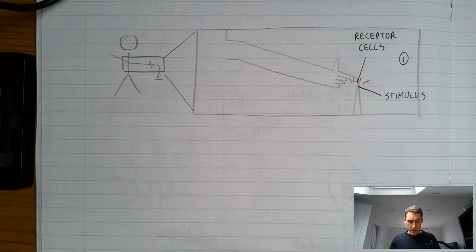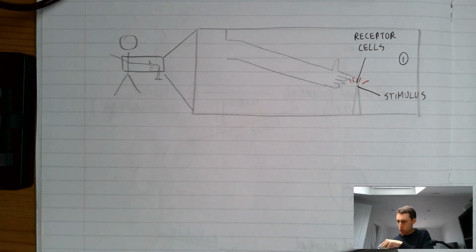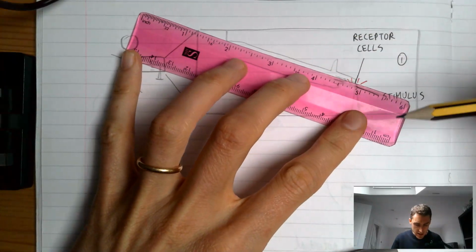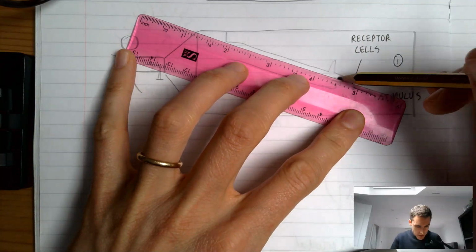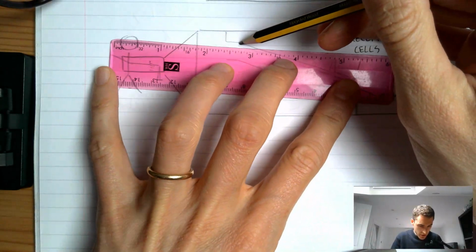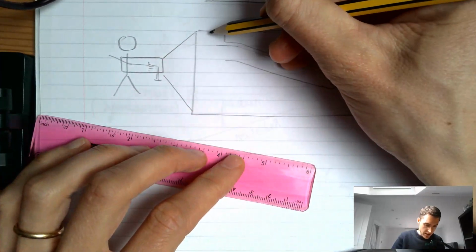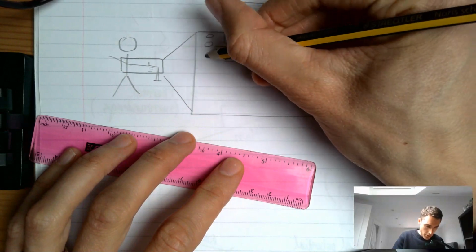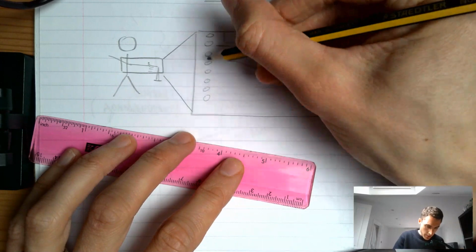So when the receptor cells detect the stimulus, the next thing that happens, and I'm going to use a ruler to draw this, is that they send a signal. So an electrical signal travels through these long specialized cells called neurons, which they'll study in more detail when they get to GCSE. A signal is sent along the sensory neuron to the spinal cord. And I'll just sketch the spinal cord like this.